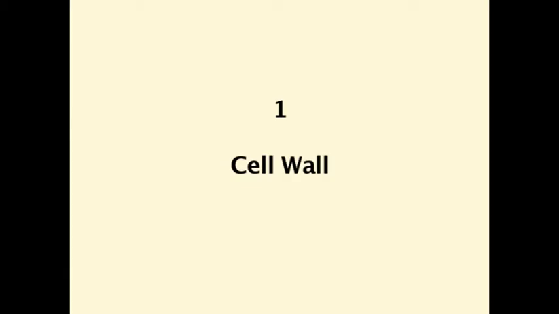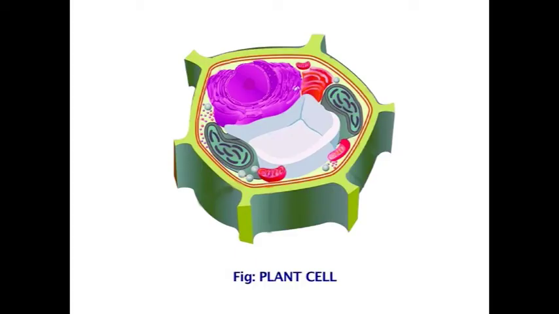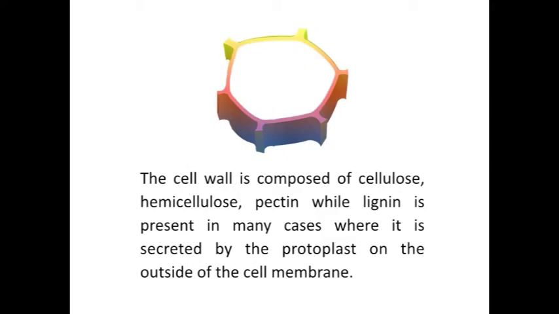The general characteristic features of a typical plant cell are: first, cell wall. Plant cells contain an extracellular cell wall surrounding the plasma membrane. The cell wall is composed of cellulose, hemicellulose, pectin, while lignin is present in many cases where it is secreted by the protoplasm on the outside of the cell membrane.